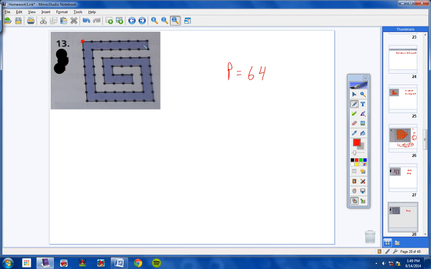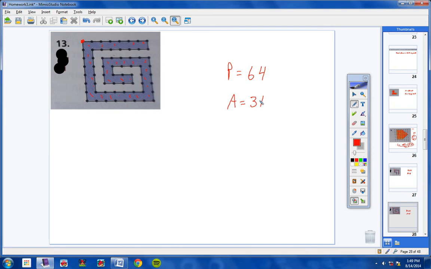Now let's count your squares. 1, 2, 3, 4, 5, 6, 7, 10, 11, 12, 13, 14, 15, 16, 17, 18, 19, 20, 21, 22, 23, 24, 25, 26, 27, 28, 29, 30, 31. So I'm getting an area of 31, and that is correct. Okay, so there we go. It's nothing more than just counting the distance around the figure and counting the squares inside of the object.